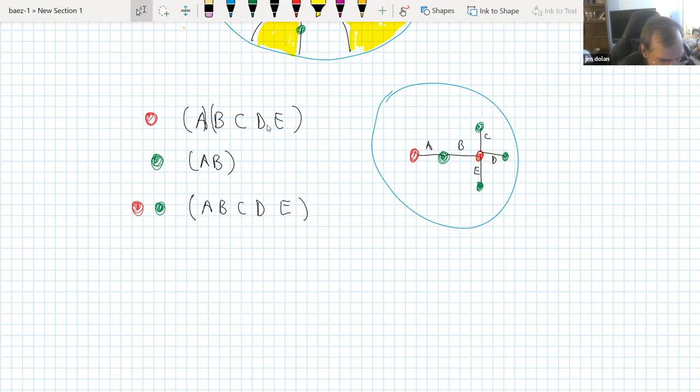And then we want C to go to D. Let's see if it does. So C goes to D at top, and then nothing happens to D. So yes, C did go to D. So it looks like it's working. And again, you can check in the picture.